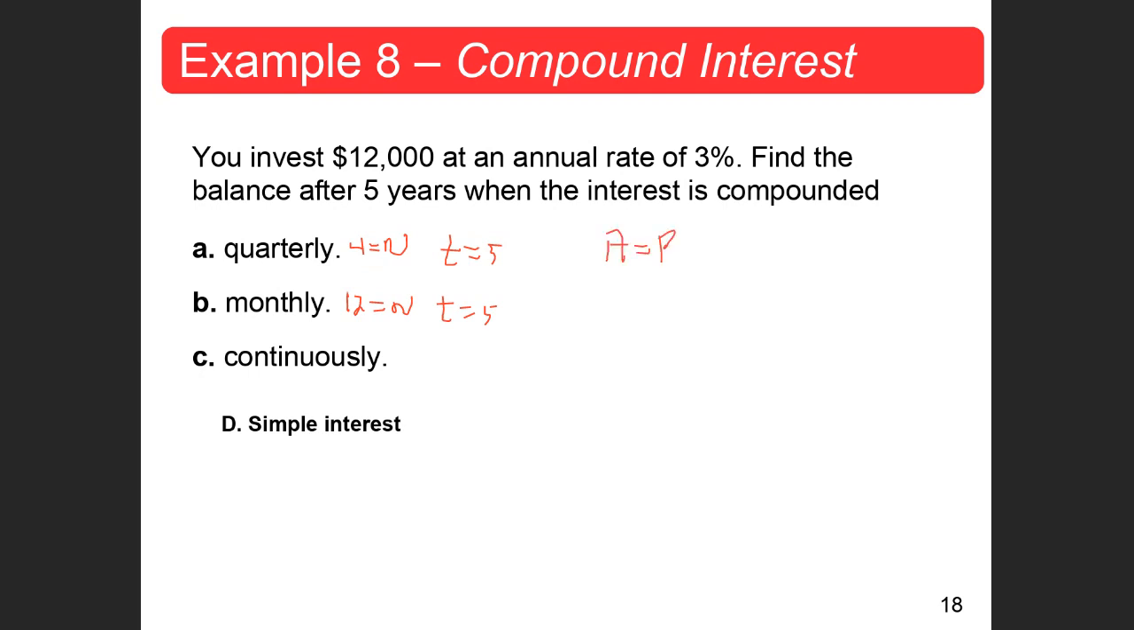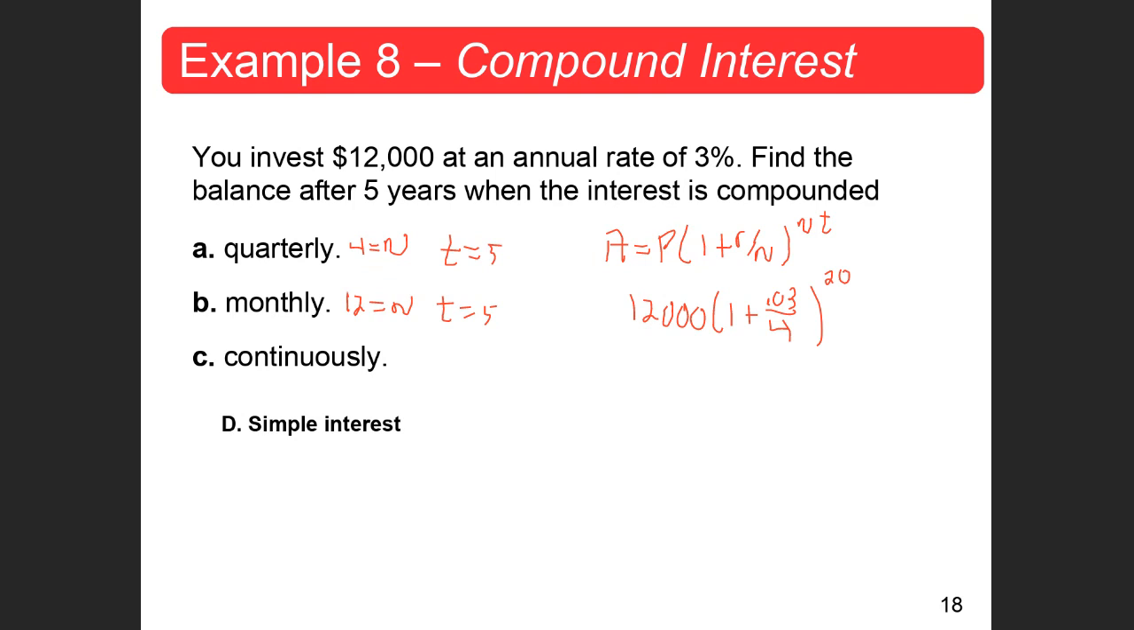So I'm going to use my formula: A is equal to P times (1 plus r over n) to the nt power. If I plug this in, I'm going to end up with 12,000 times (1 plus my interest rate, 3%, so you have to change it to a decimal, 0.03, over n. Well, n is 4, because it's compounded quarterly here) to the nt power, so that's 4 times 5, which is 20.